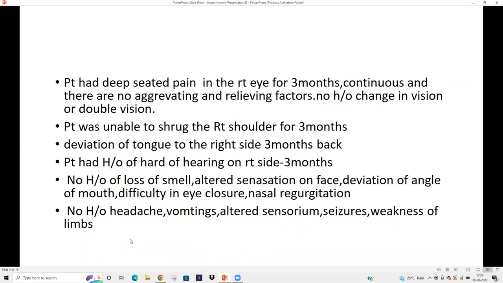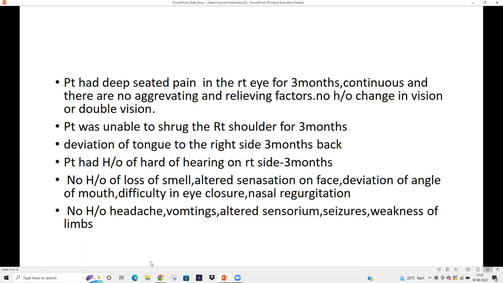Patient had a history of deep-seated pain in the right eye for 3 months, which was continuous, and there is no aggravating and relieving factors, no history of change in vision or double vision. Patient was unable to shrug the right shoulder for 3 months and deviation of tongue to the right side for 3 months. Patient also had a history of hard of hearing on the right side for the last 3 months.